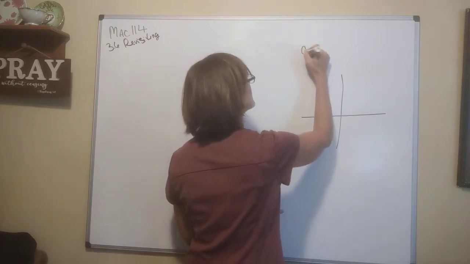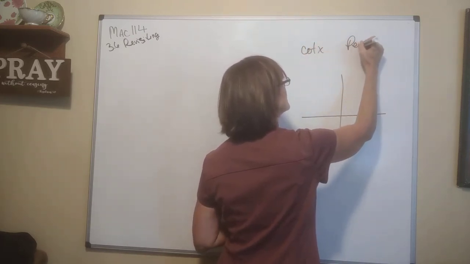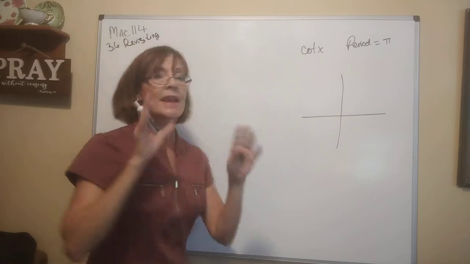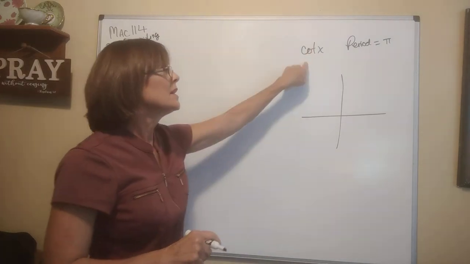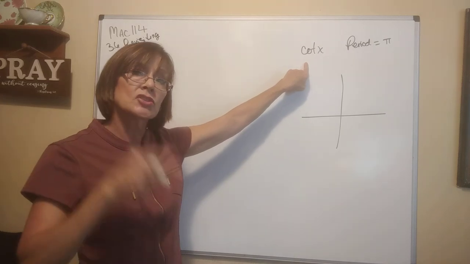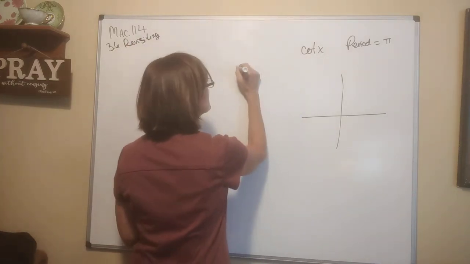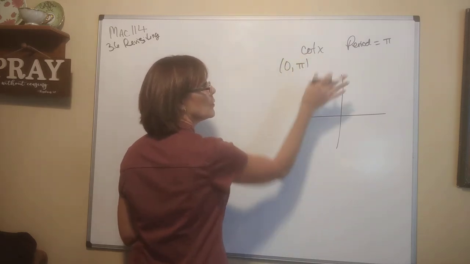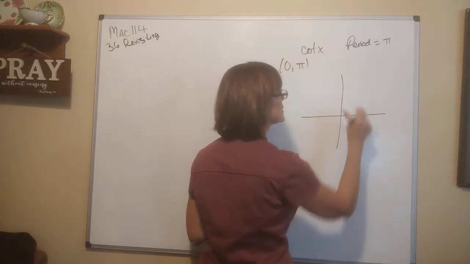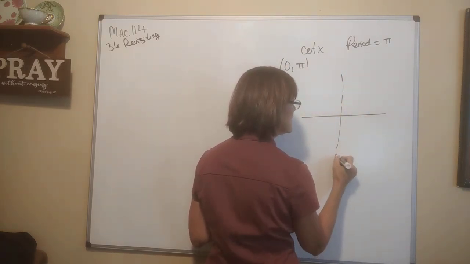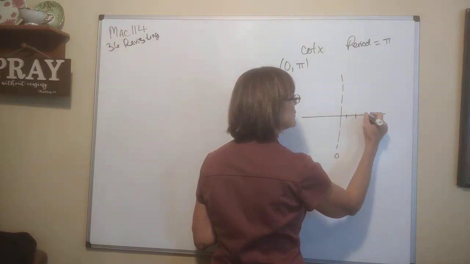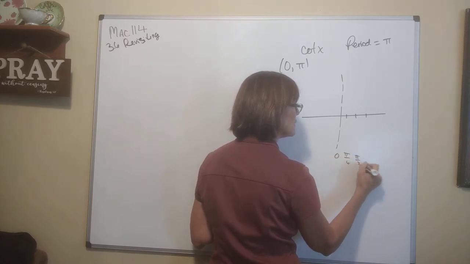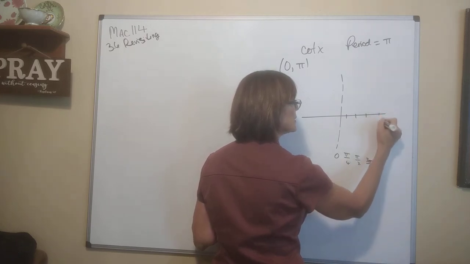Cotangent graph, cotangent of x, the period is pi, just like tangent. It has asymptotes, just like tangent. What's different is this, like all the other graphs except for tangent, it starts at 0. So its interval goes from 0 to pi to see one cycle of cotangent. So this is what a cotangent graph looks like. This is 0, pi over 4, pi over 2, 3 pi over 4, and then this is pi.